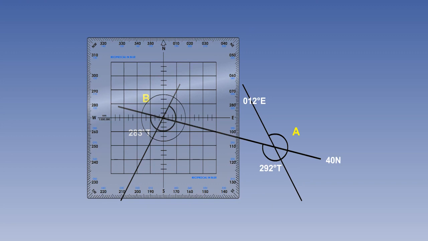So, whilst you need to know that theoretically great circles are concave to the parallel of origin, in fact, for all practical purposes, including plotting, you can treat them as straight lines on a Lambert's chart.